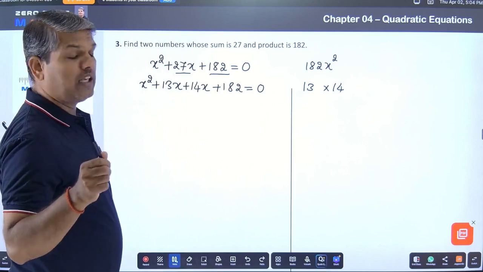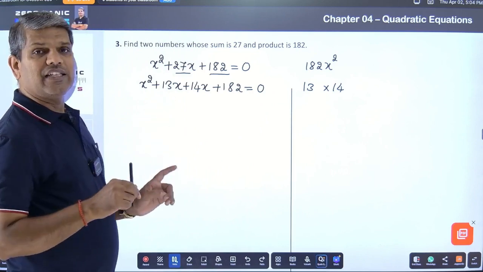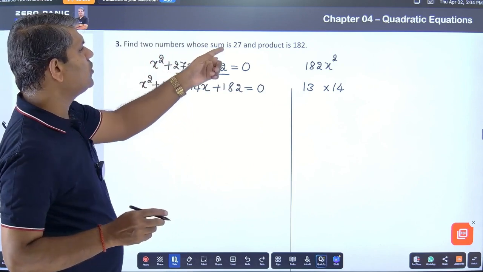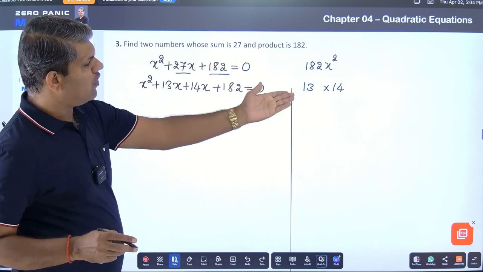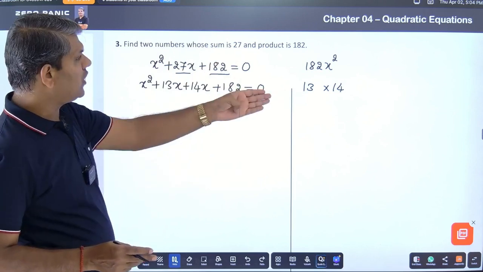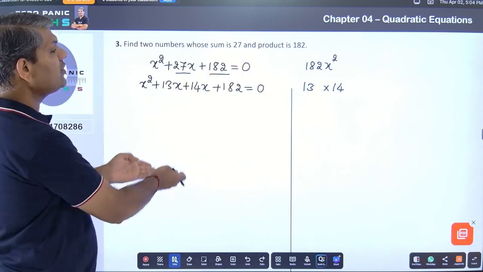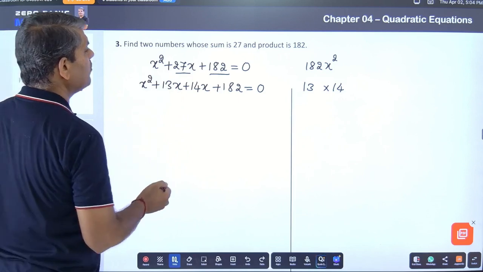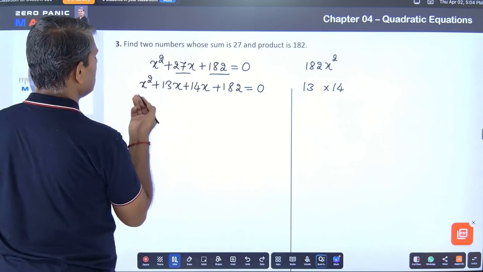Now, why I was saying this is an incomplete problem is because they are asking us to find two numbers whose sum is 27, right? We have already found 13 and 14. Those are the numbers, so what is there to solve in this problem? That is the reason I was saying this is an incomplete problem. But anyway, let us find it out.